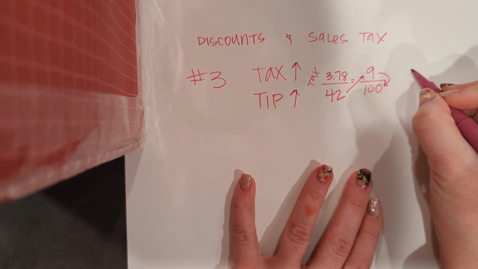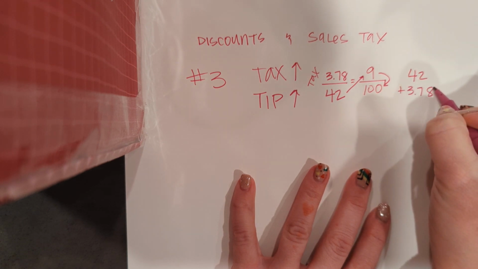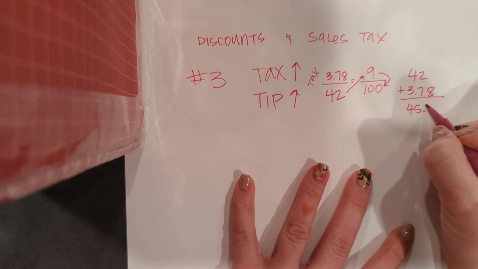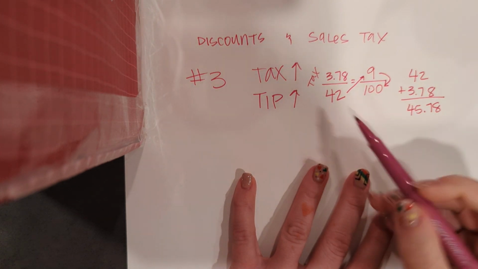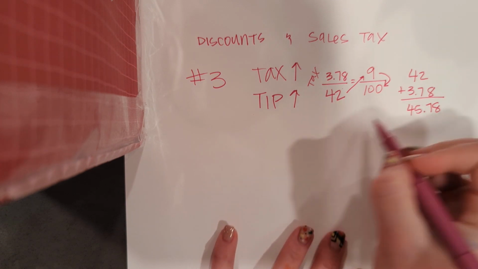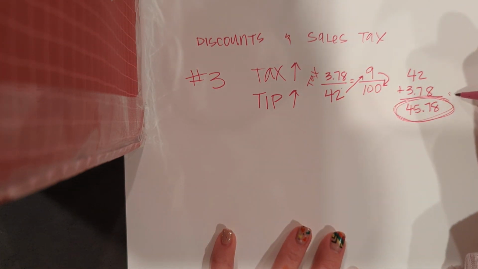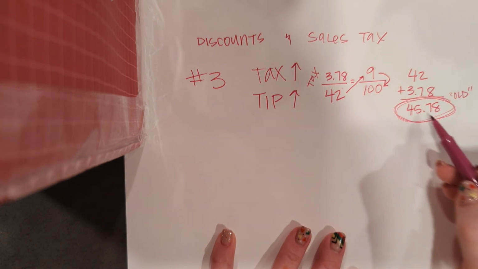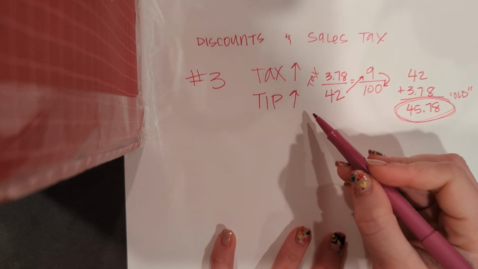So we have 42 plus $3.78. Once I add those together, I get 45.78. Now I'm not done because, again, I had 2%. I had the tax, which was this one, and now I need to add the tip. So this new number right here becomes my new old number. So when I did the tax, I got one number. Now I'm going to pretend this is my bill and add the tip.